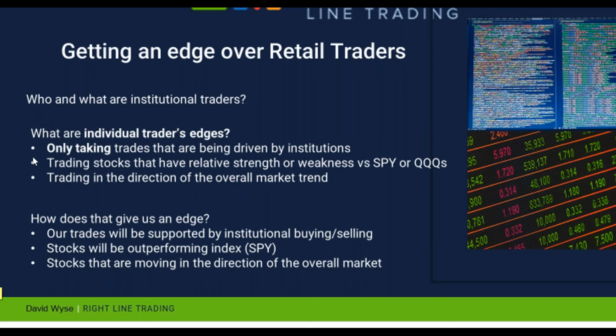I mean, listen, there's millions of retail traders that come and go in the market all the time. Most of them end up losing money because they have no idea what they're doing. They're coming into the market with a pea shooter, and you're sitting there with bazookas and tanks. Believe me, you're going to take their money. Again, it gives us an edge, as our trades will be supported by institutional buying and selling. They'll be outperforming the SPY or the QQQs, and they'll be moving in the direction of the market. So there's our edge right there.